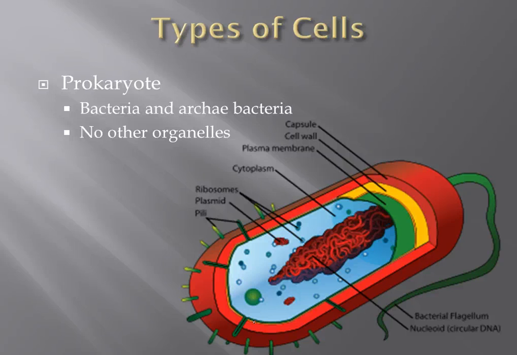So this is your basic prokaryote. These are things like bacteria and archaeobacteria. As you can see here, there is no nucleus. There is DNA, but it's all kind of coiled together in the middle in a circle. If I were to unwind that, it would look just like a circle like that.